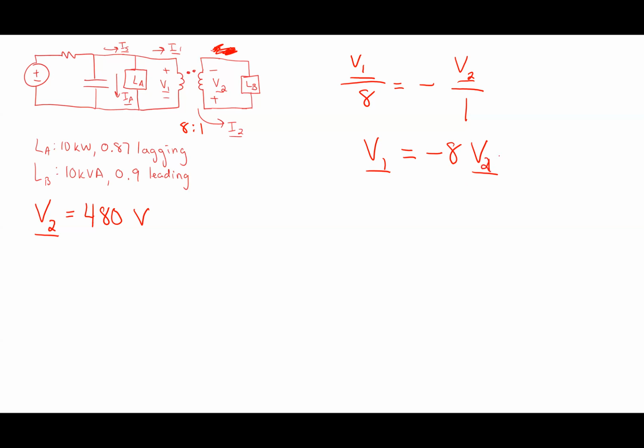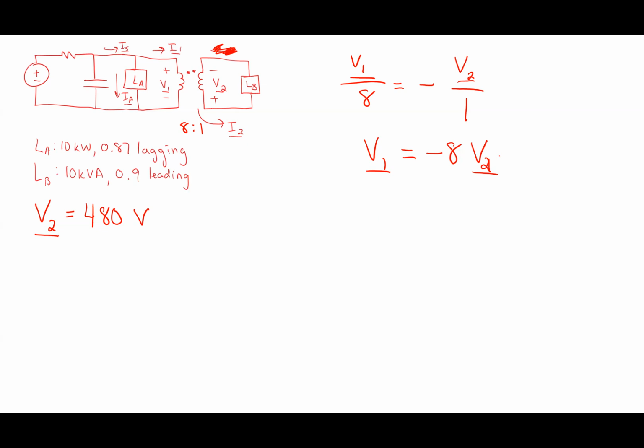Again, the way I look at this, the side with more turns always has more voltage. So I've increased the voltage by a factor of 8 to think about what the primary side voltage is. So that means it would be 480 times 8, at least in terms of its magnitude. The fact that it's a minus sign means how many degrees of shift do I have? 180, right? That's a 180 degree shift.